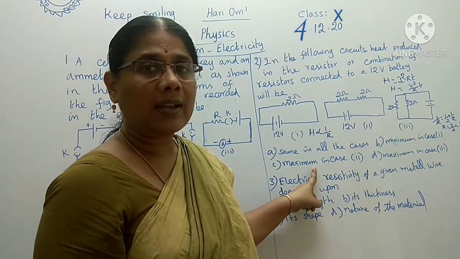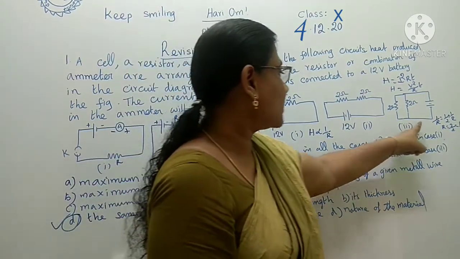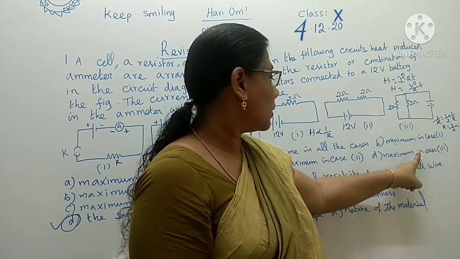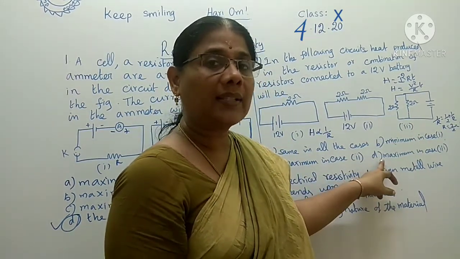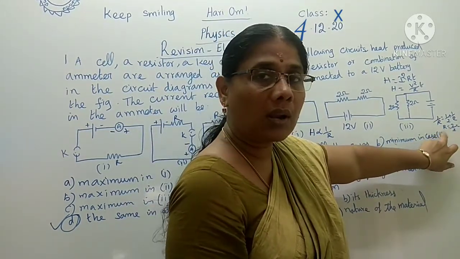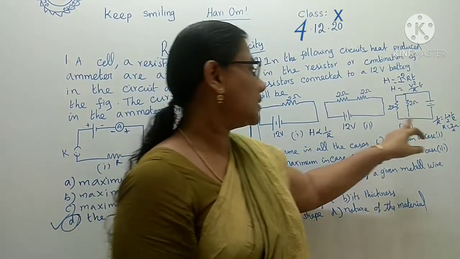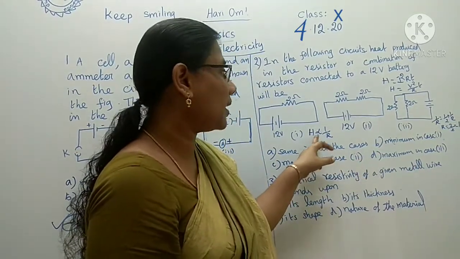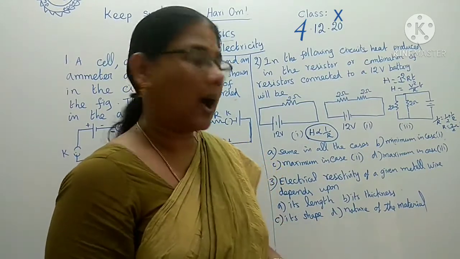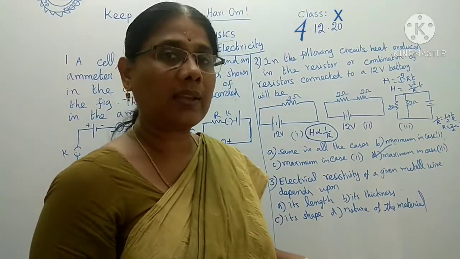But what is given here? Maximum in case 2 is given, isn't it? But actually, here it is minimum. The R value is minimum, so it is maximum in the case of 3. So what will we get here? Maximum in case 3. Isn't it? The resistance value is small in the third case. It is 1 ohm. Here 4 ohm, here 2 ohm. So the resistance is small, then the heat energy will be large, according to this equation, which is inversely proportional to R. So option 4 is correct: maximum in case 3.